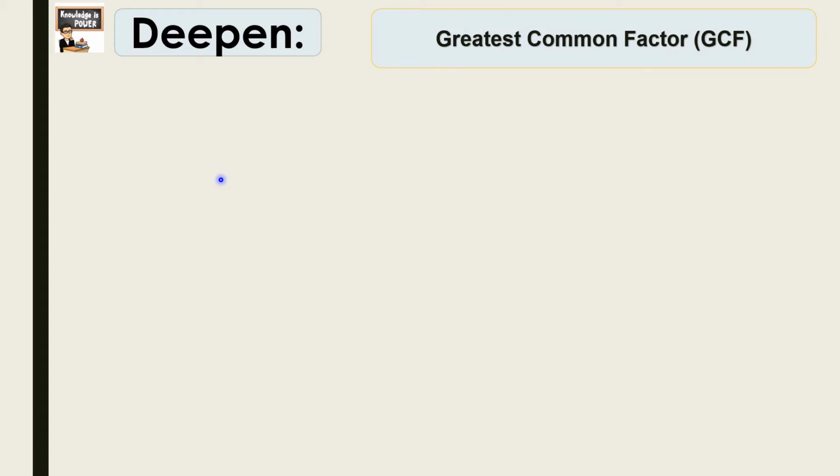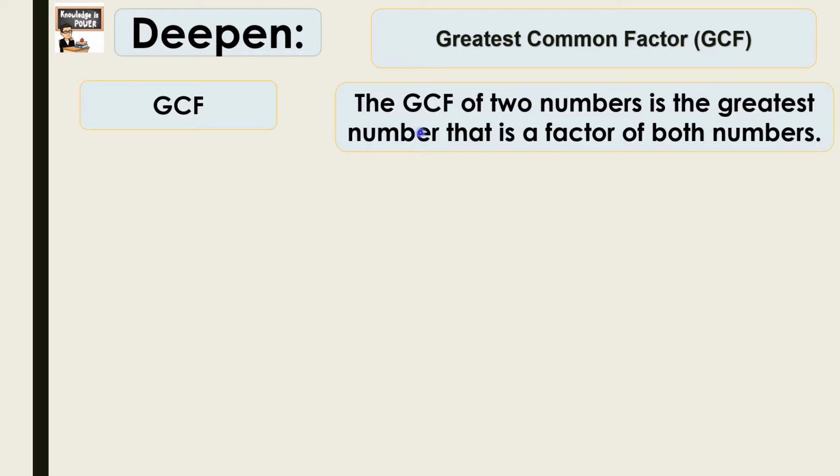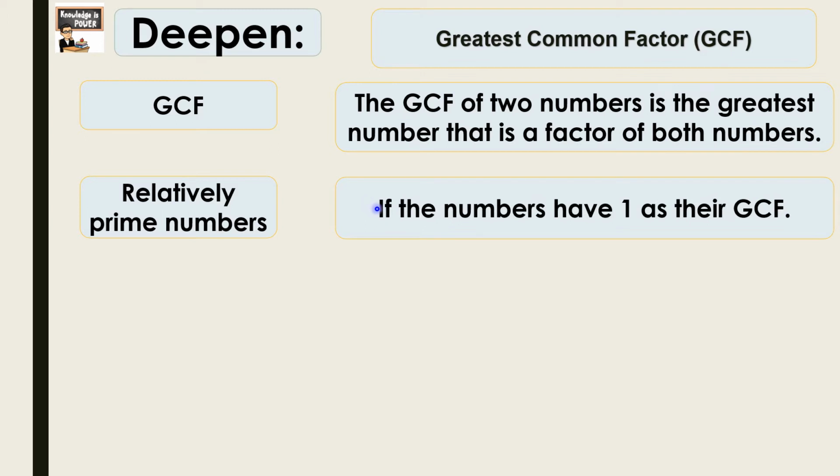Our topic for today is all about greatest common factor, or GCF. So what is the GCF? The GCF of two numbers is the greatest number that is a factor of both numbers. So what are relatively prime numbers? If the numbers have 1 as their GCF, that is, there is no GCF other than 1, that is what you call a pair of relatively prime numbers.